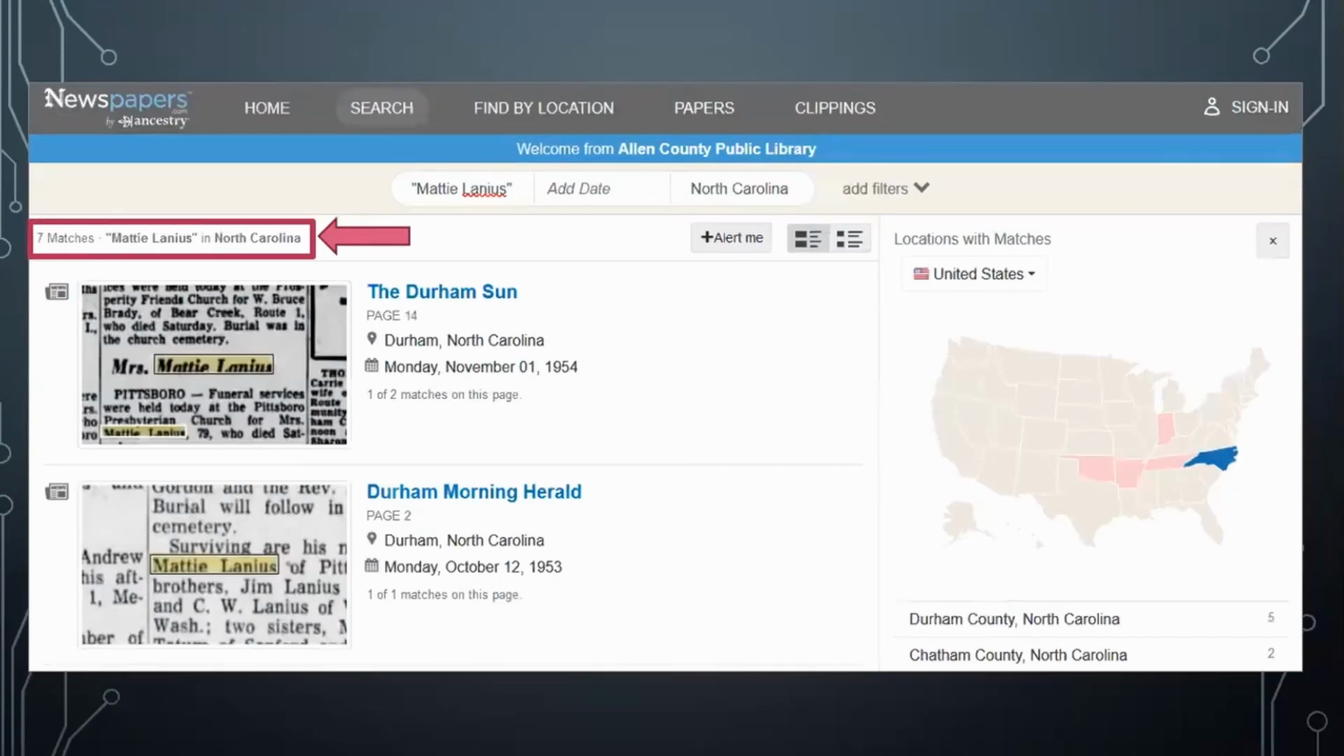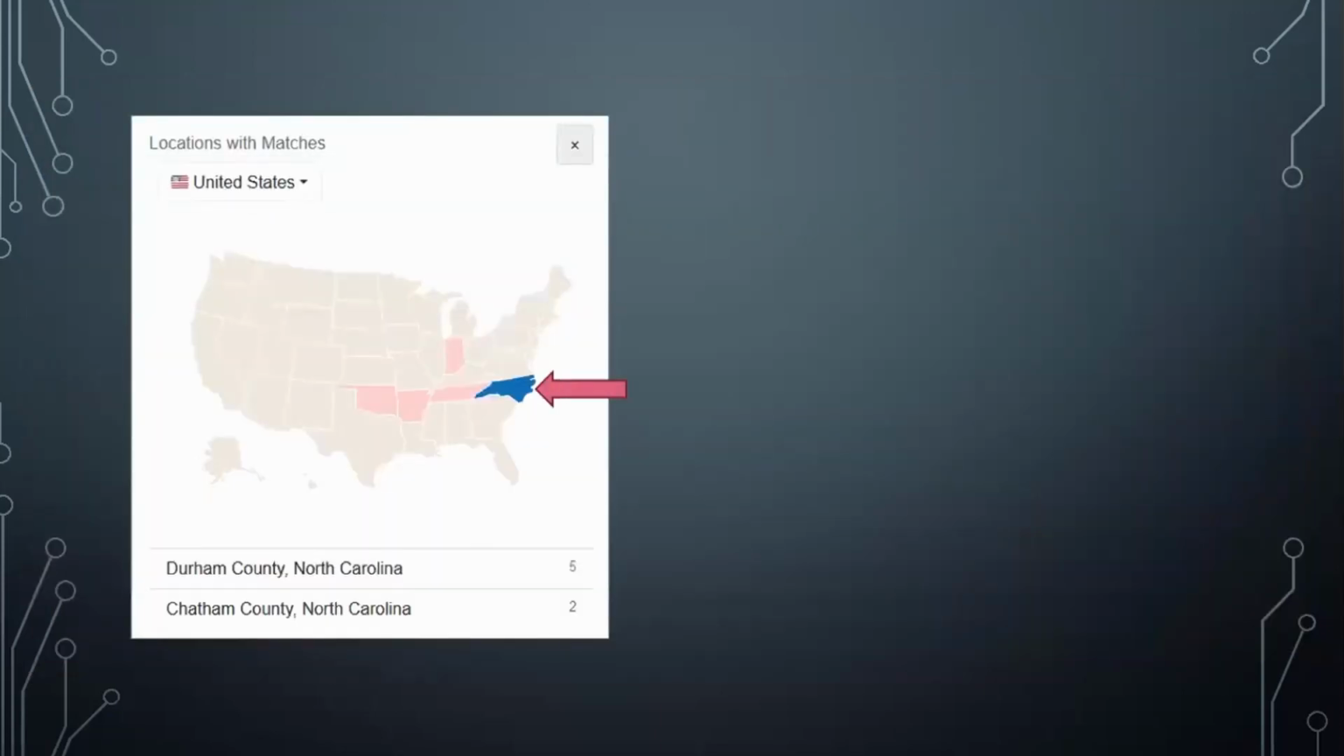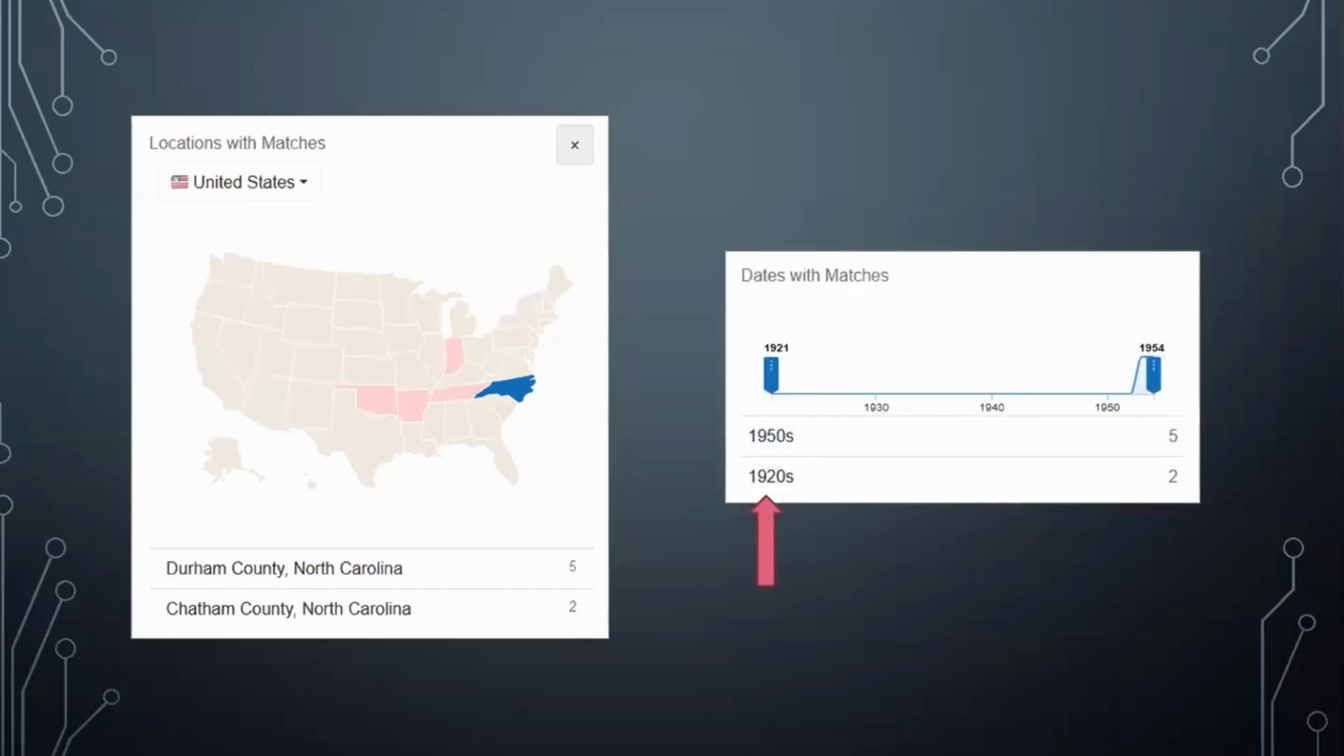When I do that, I have 7 matches. On the right side of the screen, this is where you can limit your results. You can limit by location, such as here, because we already chose North Carolina. It is blue colored on the map, but those pink states are other states that have information. You can also narrow further down by dates, and it starts off with decades and you can keep narrowing down. So there are several ways that you can either search or search and narrow.